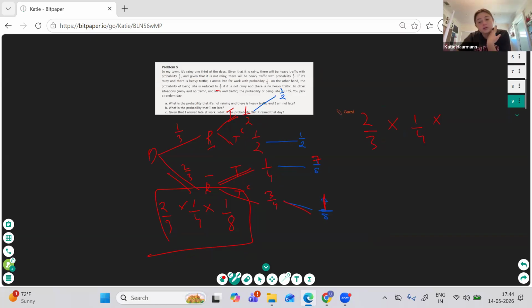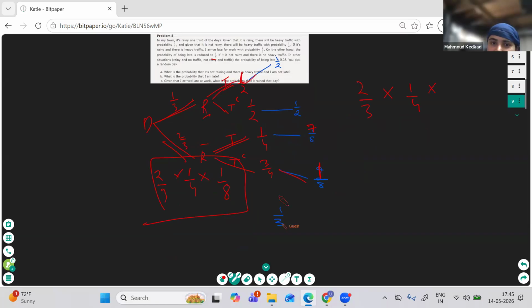Then just follow the arrows where it's going rainy, not rainy, traffic, late. What is the probability that I'm late? So you need to consider all the cases where she does get late. In this case, she's getting late, which is 1/3 times traffic and then late. So basically skip all the L complement or the L bar parts, find all the probabilities and then add all of them up. That's the first one.